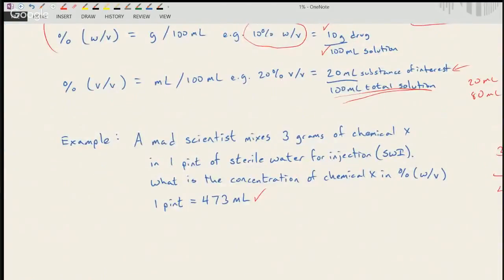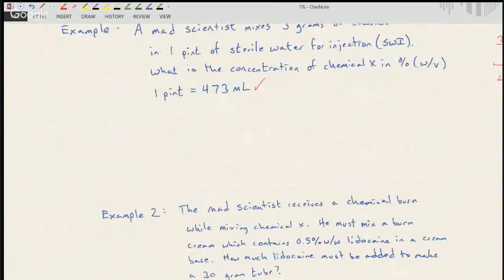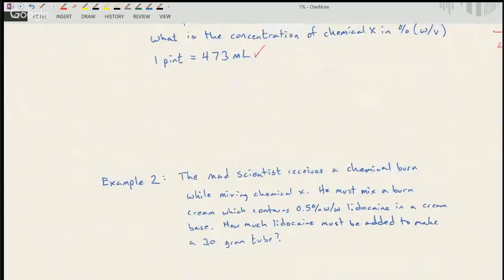Let's look at another example. The mad scientist receives a chemical burn while mixing chemical X. He must mix a burn cream which contains 0.5% weight per weight lidocaine in a cream base. How much lidocaine must be added to make a 30-gram tube?